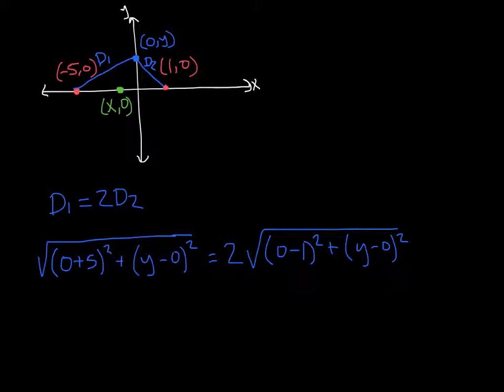So here I've written the two distance formulas. We've got the x2 minus x1, so 0 minus negative 5. We've got the y2 minus y1, so we've got y minus 0. And likewise over here. And don't forget this too, this is very important. So the next step in my algebra, what I'm trying to do is solve for y, that's my only unknown. So I'm going to square both sides.